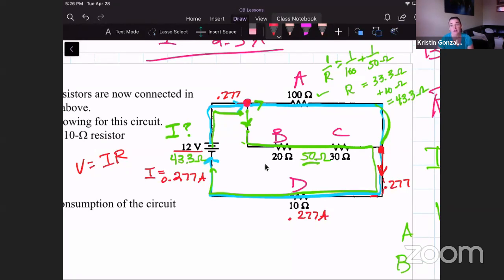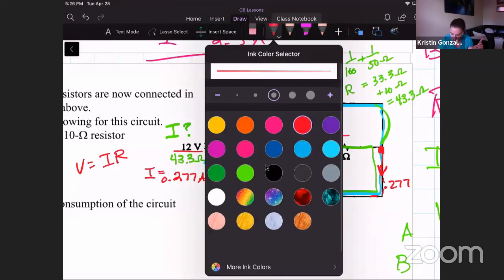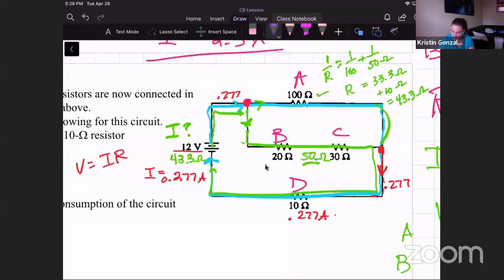Okay, well, again, if I know 2 things at one place, what can I always find? I can find a third. So if I know the resistance, this one's the resistance, and I know the current, then I can find the potential difference across D, right? Because potential difference is the current times the resistance. So if we do that, we get 2.8 volts.